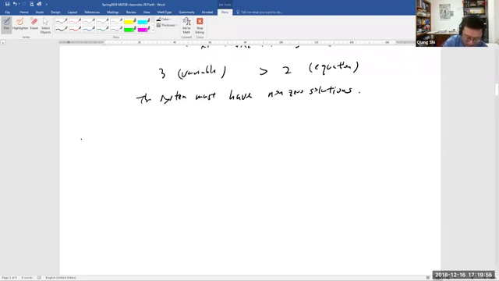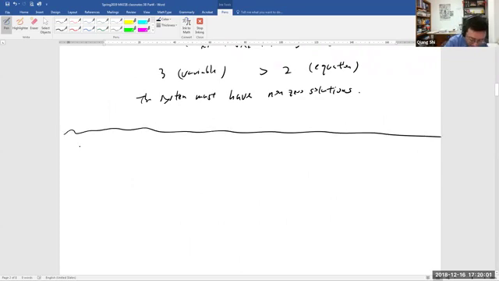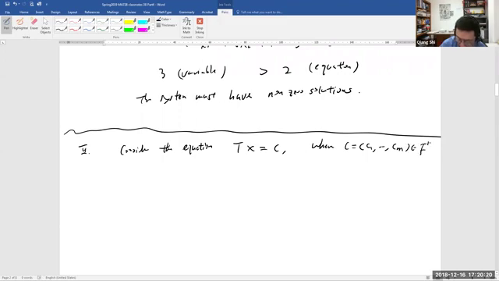Now the second question we want to study is, it's the same notation, the same system, but the second question is we consider the equation not a homogeneous equation, but T(x) = c, where c is any vector in Fm. T is still from Fn to Fm here.